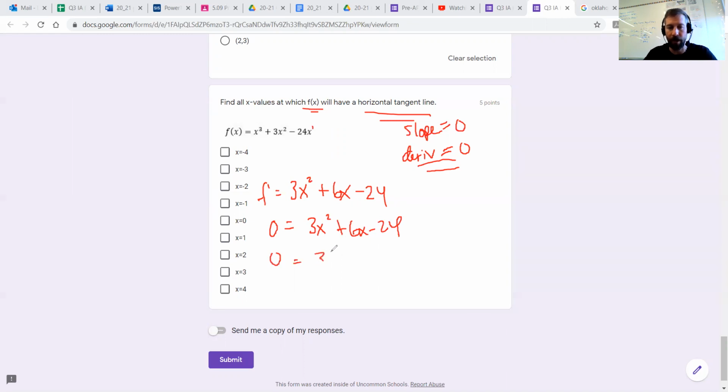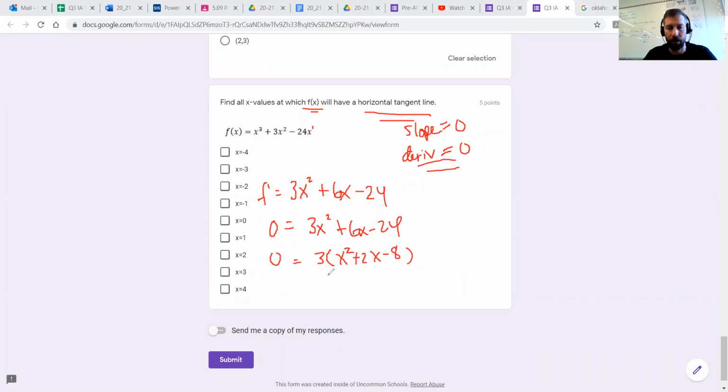I got a quadratic. I can factor out a 3 as a GCF. That's just always a nice check. And then I'm going to look to see what two things will multiply to give us negative 12. Oh, 24 divided by 3 is not 12. Come on, Krish. 24 divided by 3 is 8.